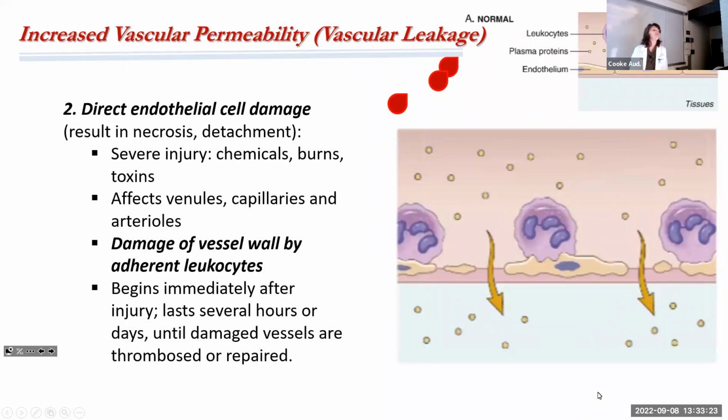Another mechanism by which we can see increased vascular permeability is direct endothelial cell damage, resulting in necrosis or detachment of these endothelial cells. You see this in severe injury, such as chemicals or burns or toxins. It affects all the vessels, venules, capillaries, arterioles, all of them without discrimination. Damage of the vessel wall by adherent leukocytes can be added to this severe initial injury. This begins immediately after injury. It lasts several hours or days until the damaged vessels are either thrombosed or repaired.